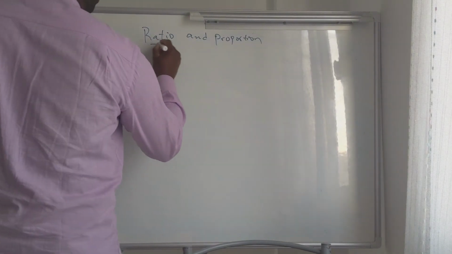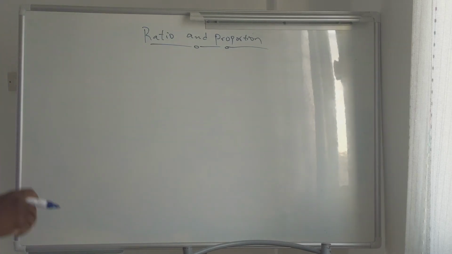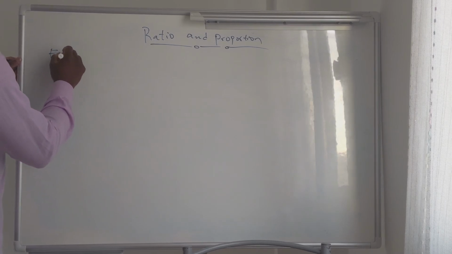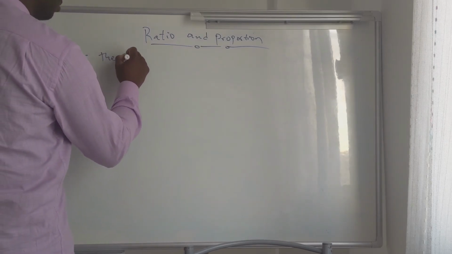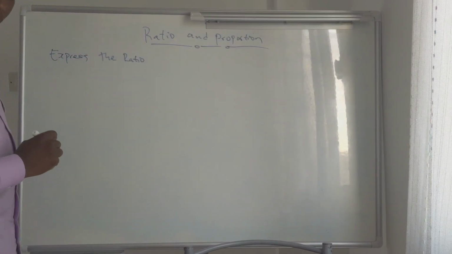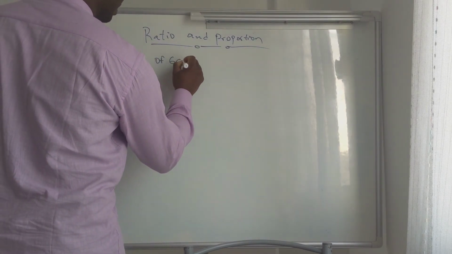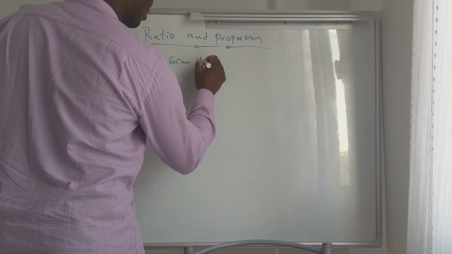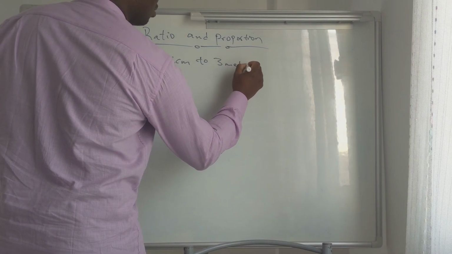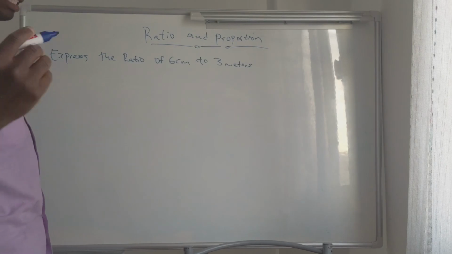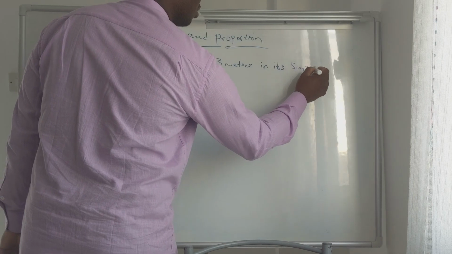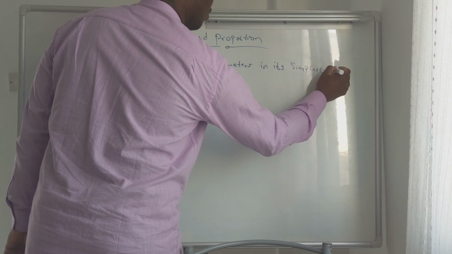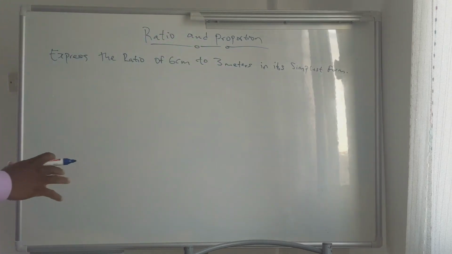So we have our very first example. It says that we should express the ratio of 6 centimeters to 3 meters in its simplest form. So now we have to simplify this.